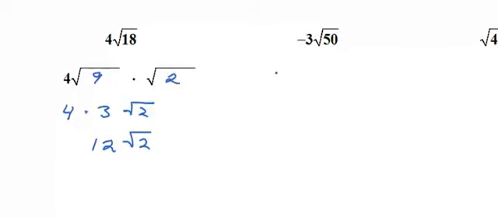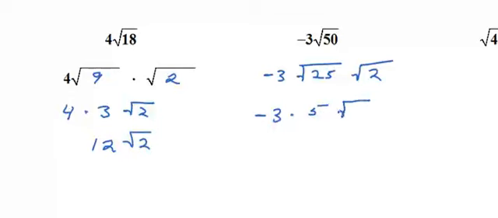In this problem, we have a negative out front. In fact, we have a negative 3 out front that stays. But 50 does have a perfect square factor. 25 goes into 50 2 times. So we have negative 3 times, and of course we could take the square root of our perfect squares, and we get 5 times the square root of 2. So that's negative 15 times the square root of 2.